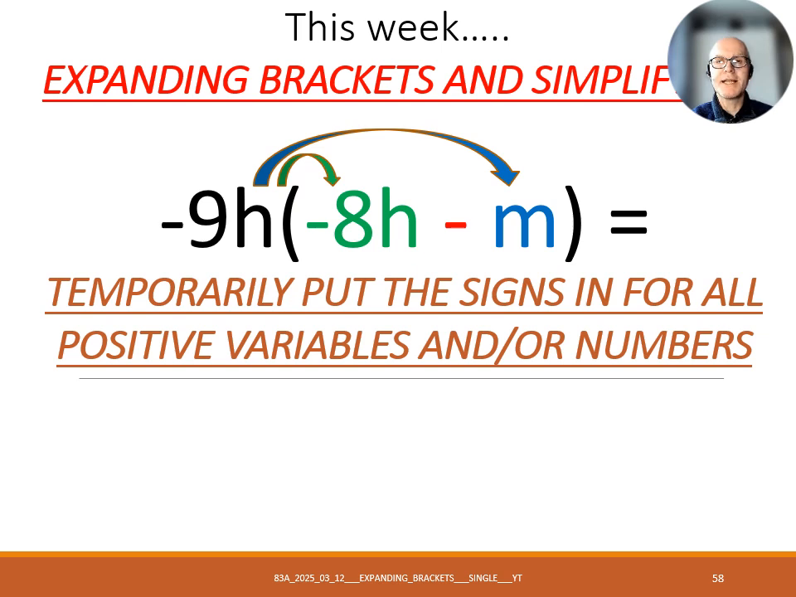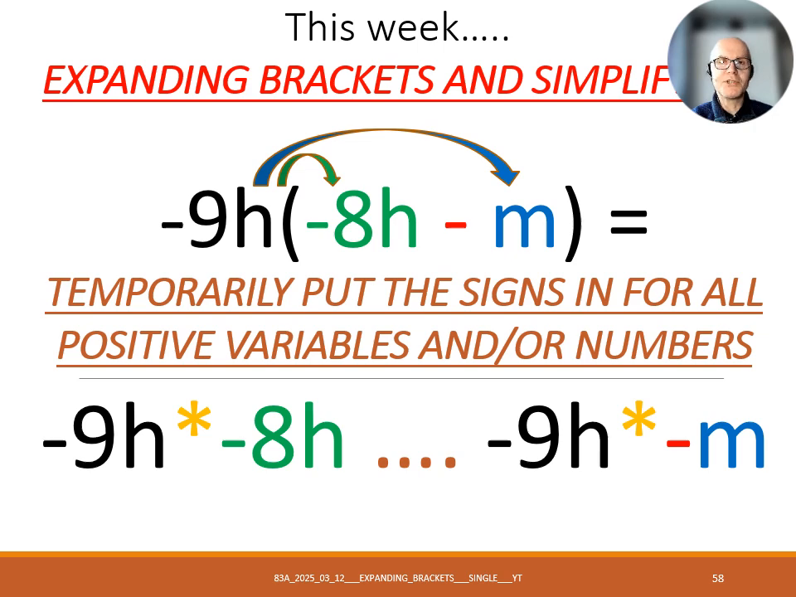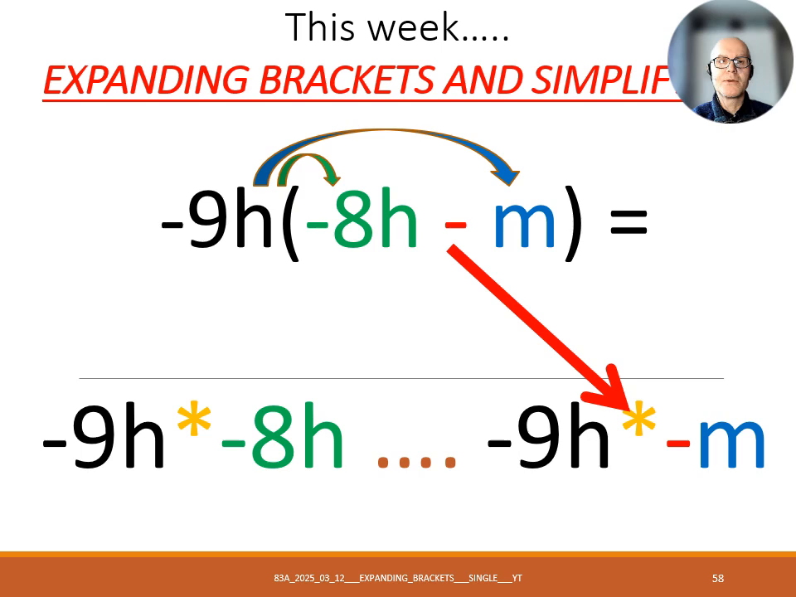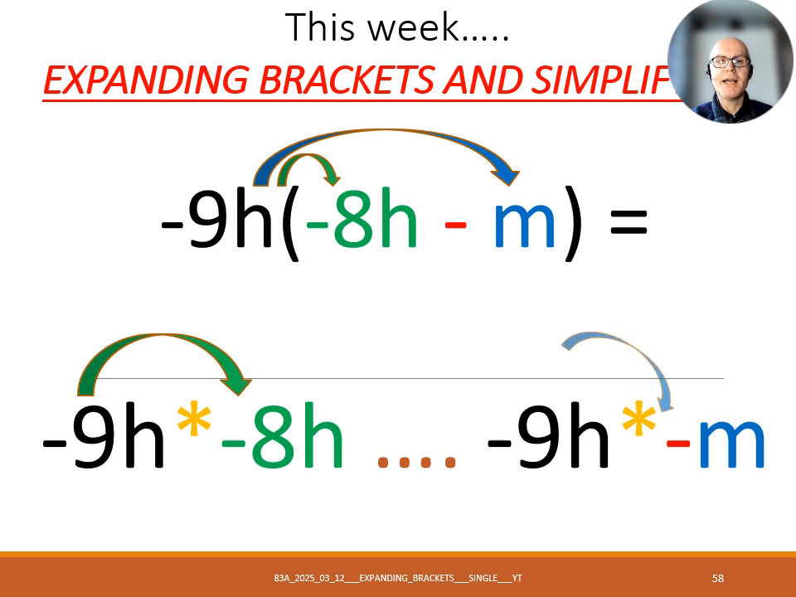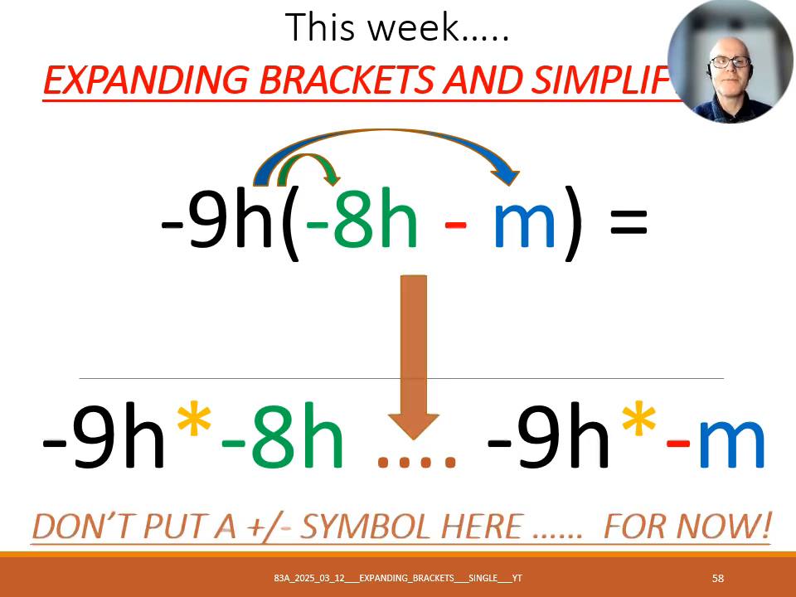Temporarily put the positive signs in where they're applicable. This particular one, there's going to be no positive signs. That's where the negative sign comes from for the negative m. And we're going to have negative 9h times negative 8h and negative 9h times negative m. Think of it as two separate chunks for now. Keep our consistent method going through.